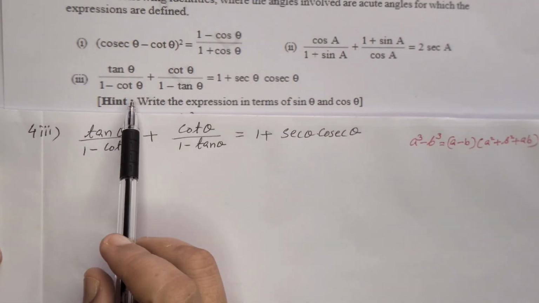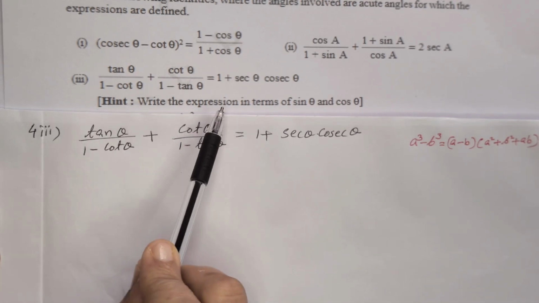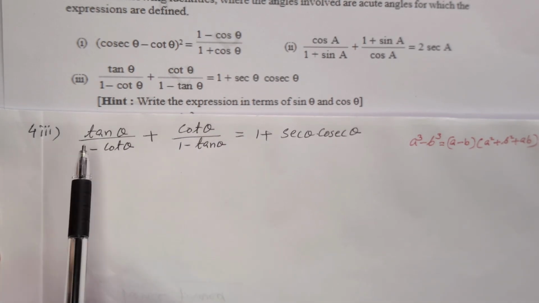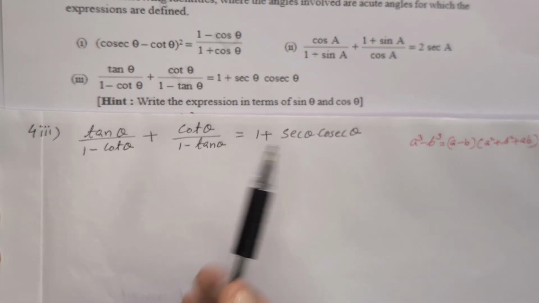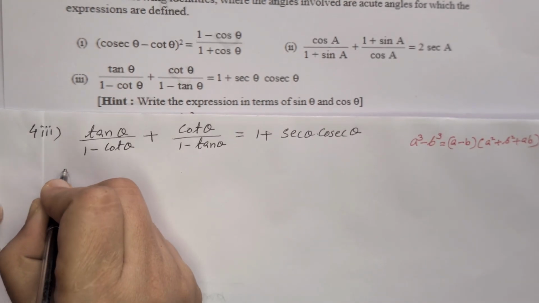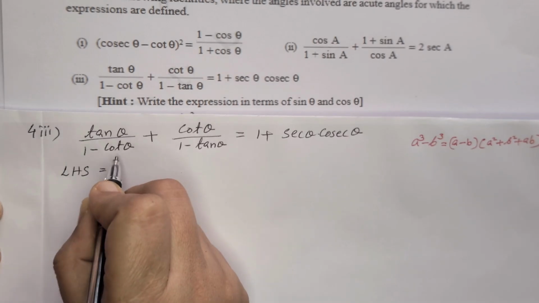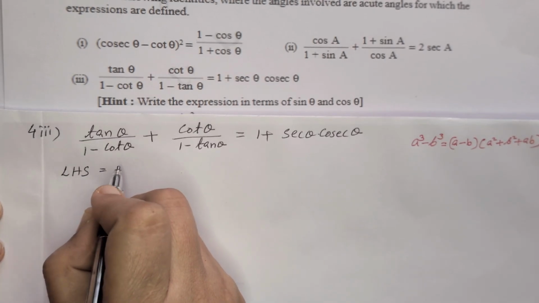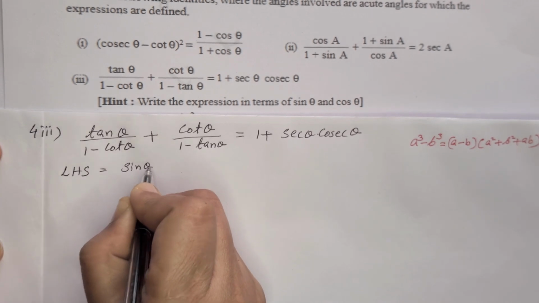Third one: tan θ by (1 − cot θ) + cot θ by (1 − tan θ) is equal to 1 + sec θ cosec θ. Hint: write the expression in terms of sin θ and cos θ. So we can start with LHS. LHS is equal to tan θ. We can write in terms of sin θ and cos θ. So tan θ means sin θ by cos θ.